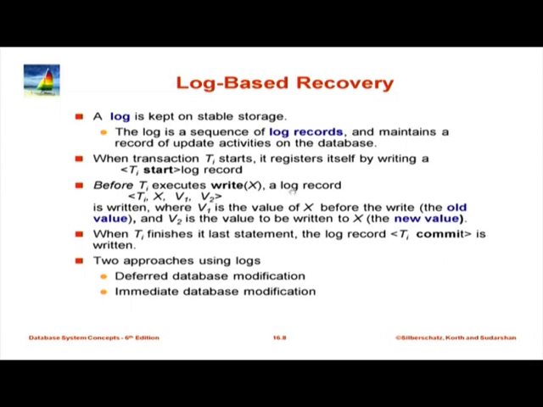Now, when a transaction starts, it registers itself by writing a Ti start log record. And before it does a write X, it writes a log record, Ti, X, which is the identifier of the particular record. And then there are two values which it writes. V1 is the old value of X, and V2 is the new value of X. Now, when I say X here, it could be a whole tuple, or it could even be an attribute of a tuple. It doesn't necessarily have to update the whole tuple. So this log record says what is the old value and what is the new value of whatever that part of the tuple is.